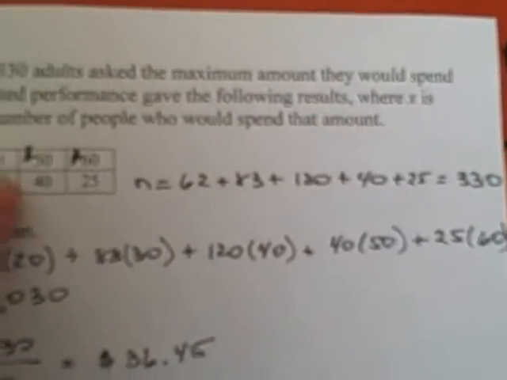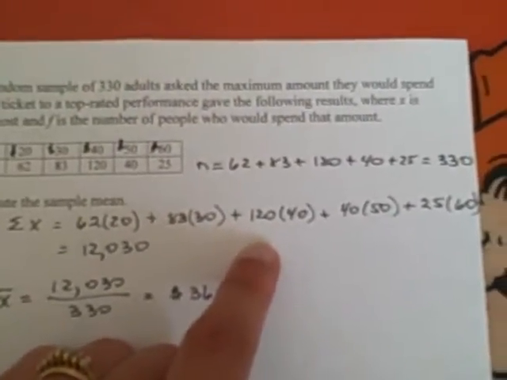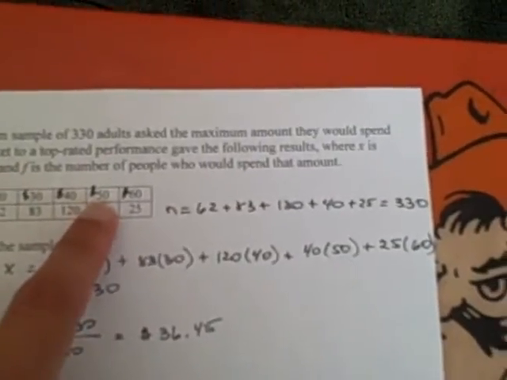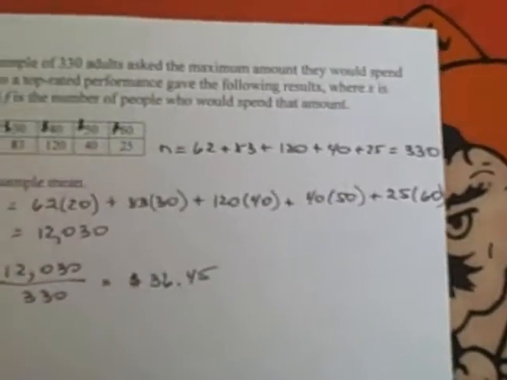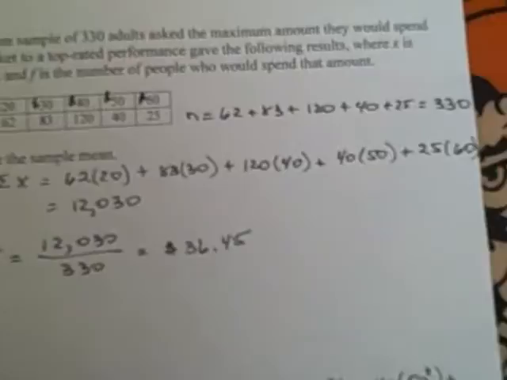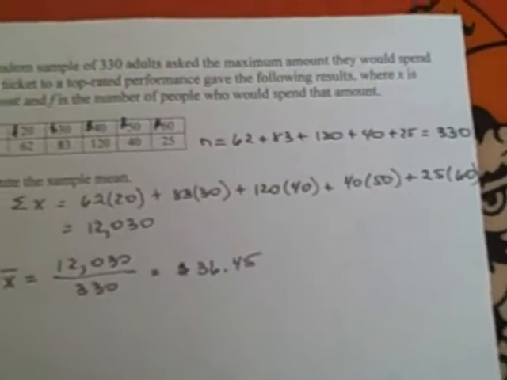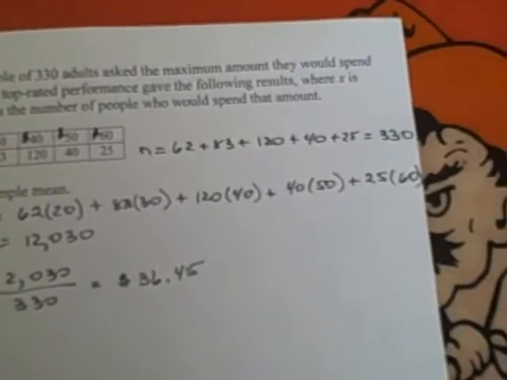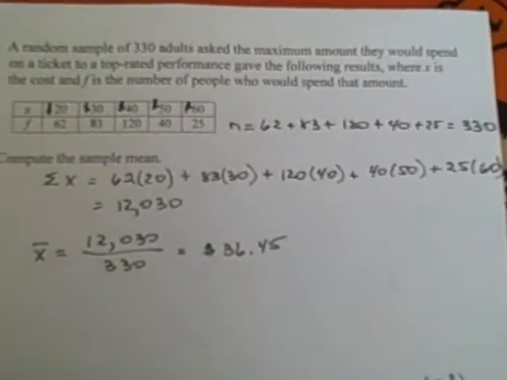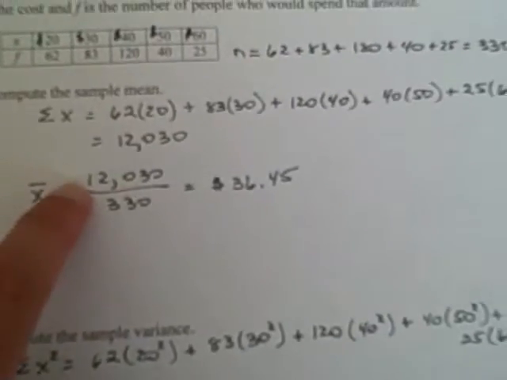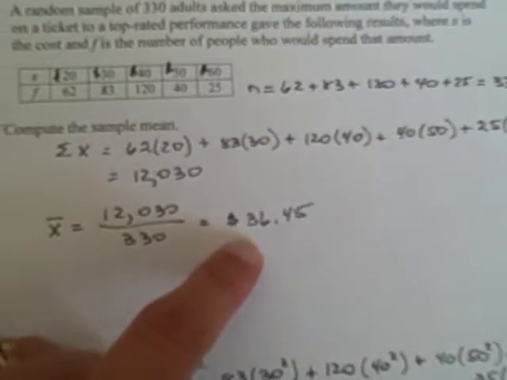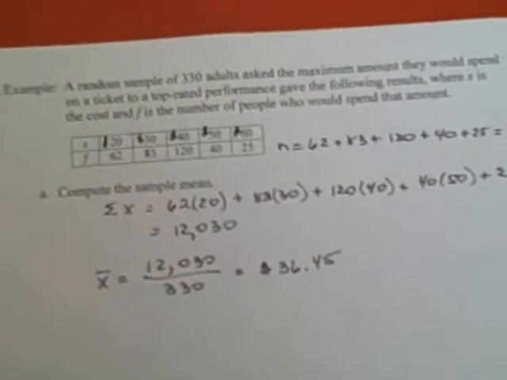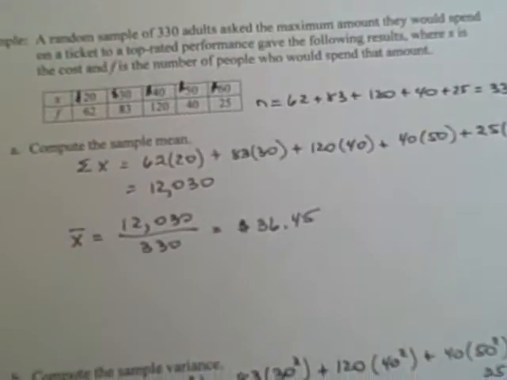Plus, how many $40 were there? There was 120 of them, so I did 120 times 40. Plus, and then there are $50, so 40 times 50. And then how many $60? Well, 25, so 25 times 60. So to get my summation of my x's, I just worked that out: 62 times 20 plus 83 times 30 plus 120 times 40 plus 40 times 50 plus 25 times 60, and got 12,030. So my sample mean is the 12,030 divided by the 330, and we get $36.45, okay? So that's our number describing the middle.